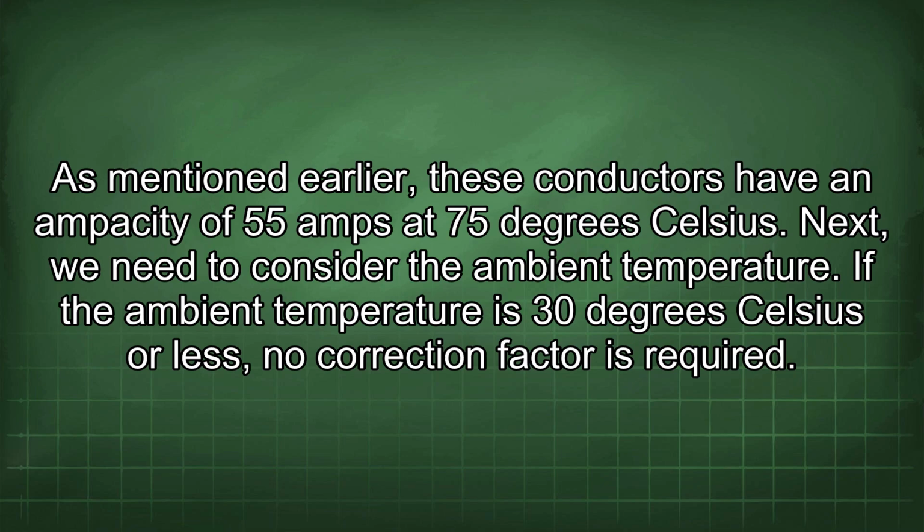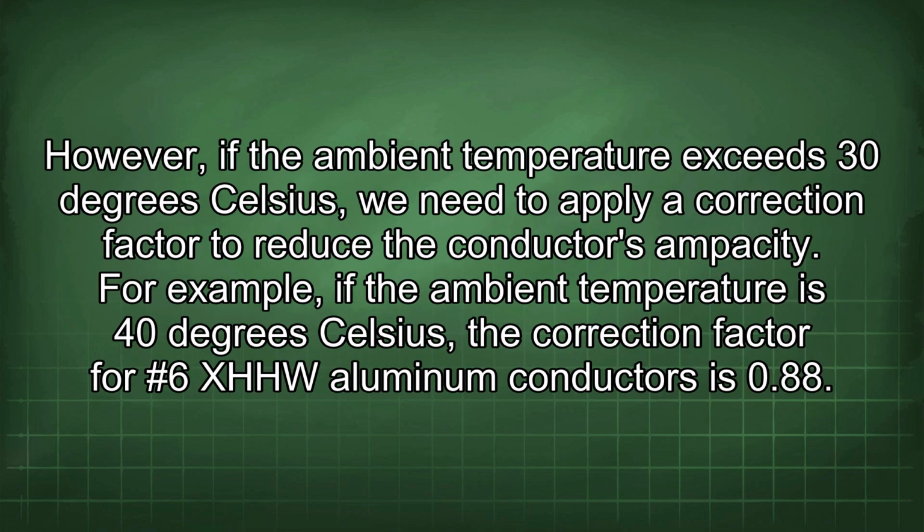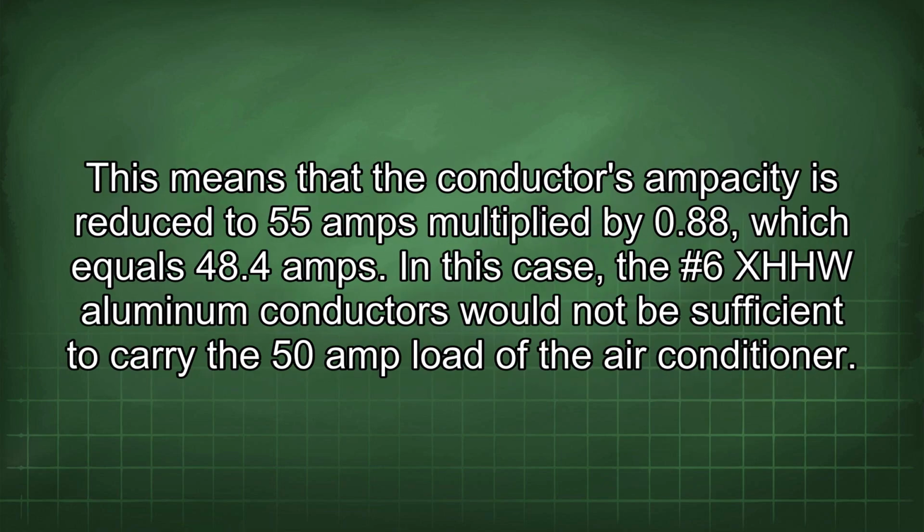Next, we need to consider the ambient temperature. If the ambient temperature is 30 degrees Celsius or less, no correction factor is required. However, if the ambient temperature exceeds 30 degrees Celsius, we need to apply a correction factor to reduce the conductor's ampacity. For example, if the ambient temperature is 40 degrees Celsius, the correction factor for #6 XHHW aluminum conductors is 0.88. This means that the conductor's ampacity is reduced to 55 amps multiplied by 0.88, which equals 48.4 amps.